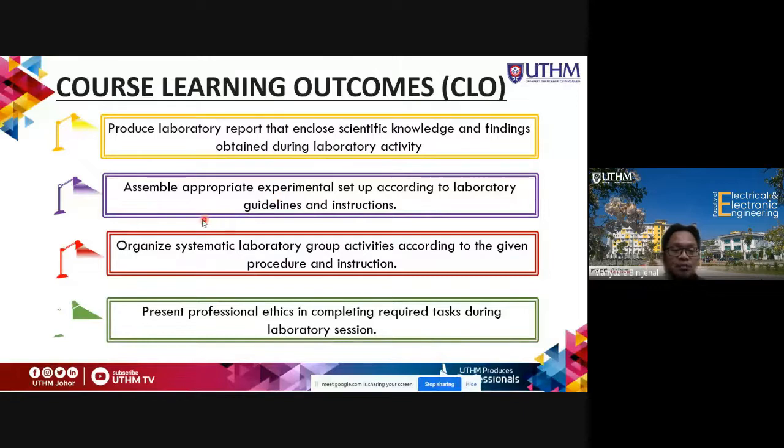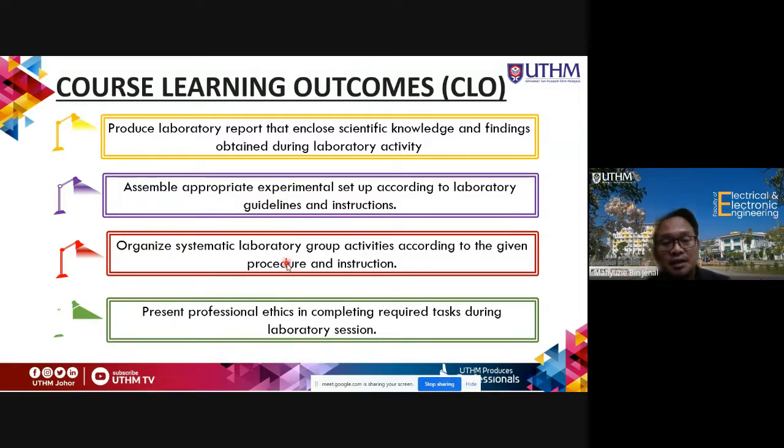The second one is you must be able to assemble appropriate experimental setup according to laboratory guidelines and instructions. It is very clear cut that you must be able to construct or assemble the experiment setup, which is stated in the guidelines, the lab sheet and instructions. So how well you follow each step and also the procedure. I believe the first one is for the cognitive skill, the one where you are using your thinking skill. The second one is your psychomotor, where you are using your physical ability in order to assemble or construct a circuit, etc.